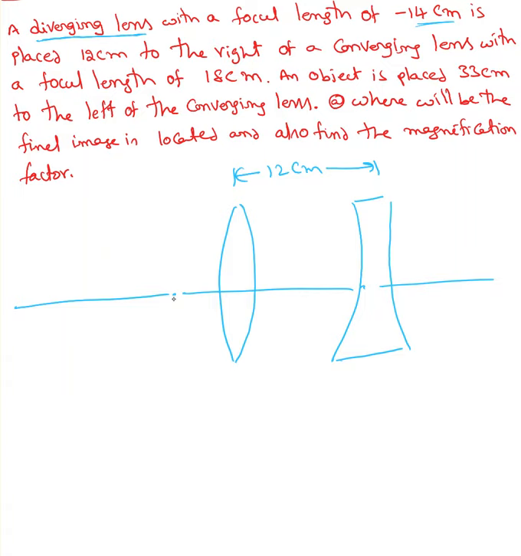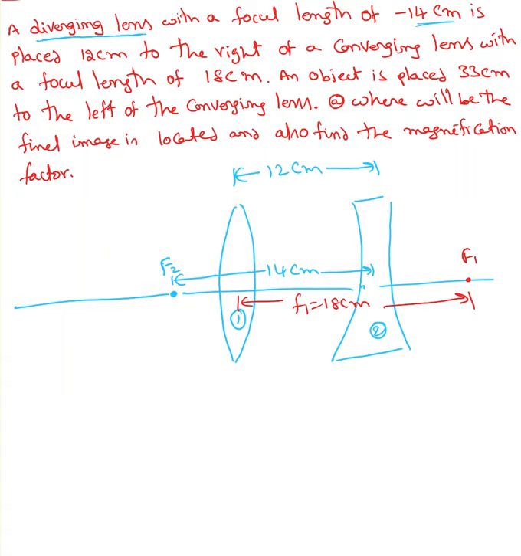Minus 14 centimeters. Let me take these as lens 1 and 2. The second lens has a focal length somewhere there, which is 14 centimeters. Negative indicates that the focal point is in front of the lens. The next one, the converging lens, has a focal length of 18 centimeters. So F1 is 18 centimeters somewhere there. That's the given data.